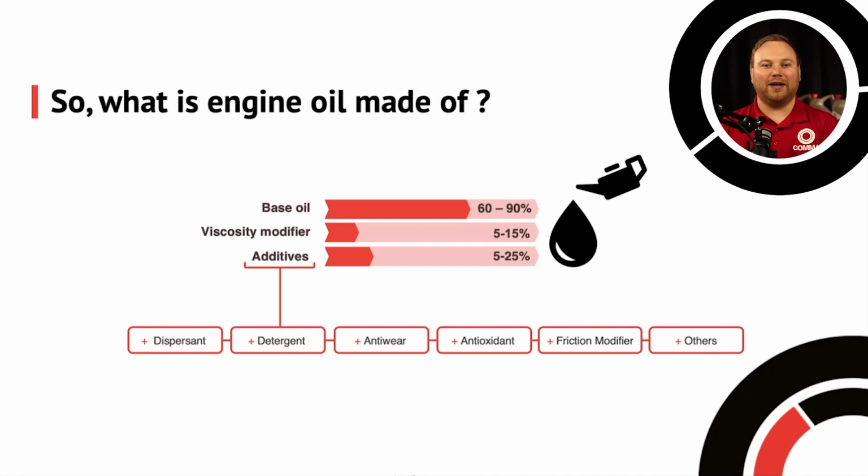So what is engine oil made of? In its simplest form, an engine oil is made up of 2 components. 1, base oil, which can be a single base oil group or a mixture of base oil groups, and 2, additives. The combination of these components helps to maintain engine efficiency and performance, as well as protect against corrosion and wear.